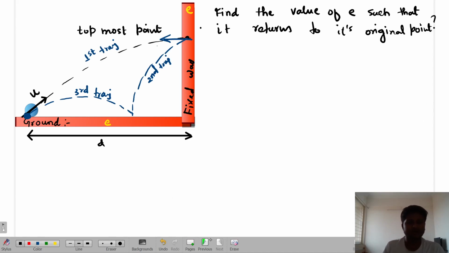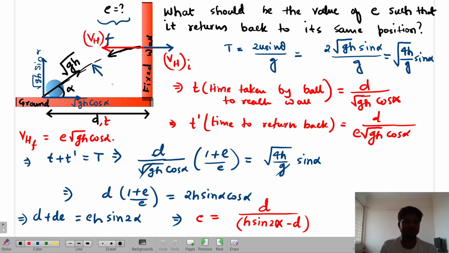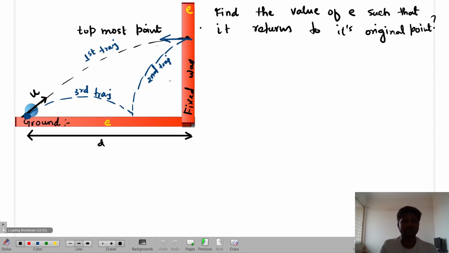So you have a different value of e for different trajectories. Here it was following the same trajectory, so we were getting some value of e. Here I want the answer in this kind of way. I want the value of e now. Got it? No problem.